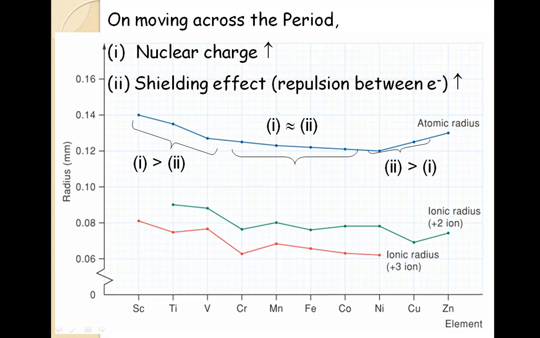At the end of the series, the screening and the repulsive effects of the electrons become much stronger, or we can say the second factor, that is shielding effect, dominates over the increase in nuclear charge. So there is a slight increase in atomic radius. This was in case of atoms.